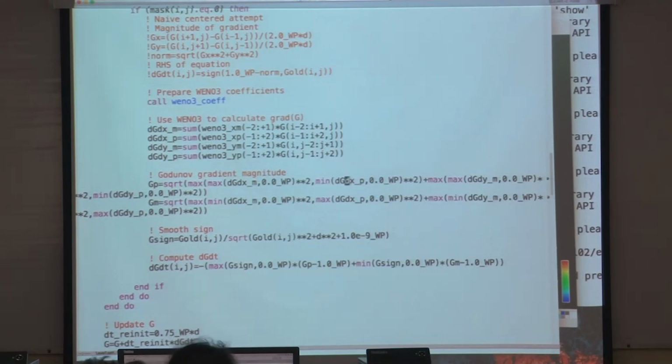And then we need the plus. So we need the right biased derivative. If it is negative, we use it. If it is positive, we set it to 0. We square it.